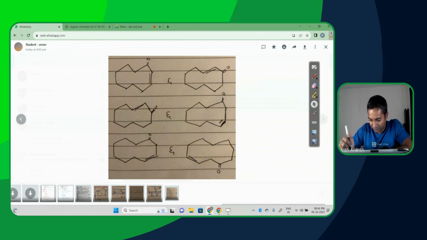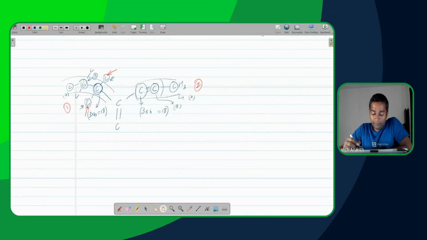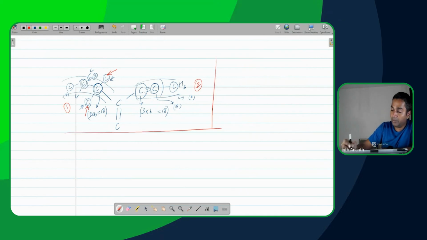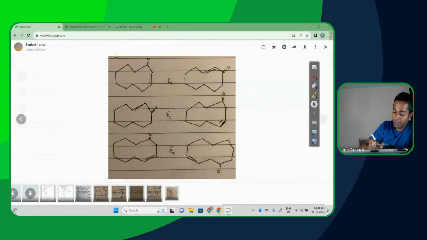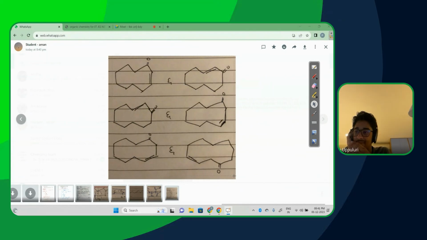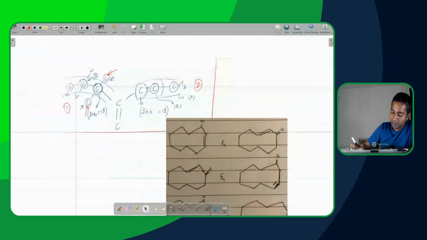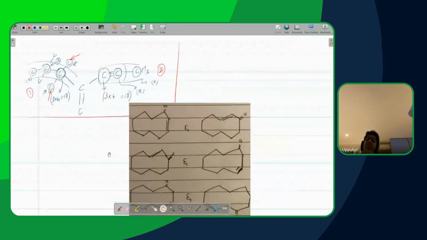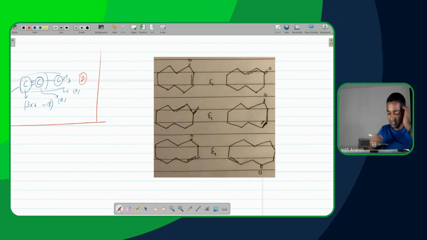I heard you. Now, that is again another unnecessarily complicated thing, which I would ideally not touch. This will only complicate matters. Sir, my doubt is what type of isomers are there? So let's talk now.